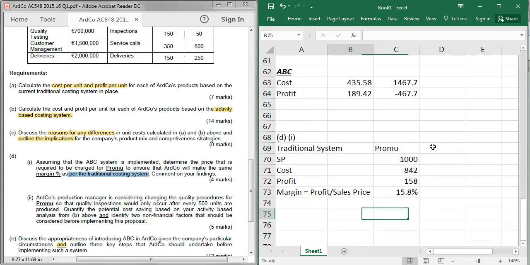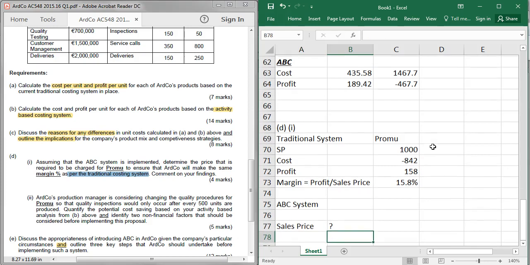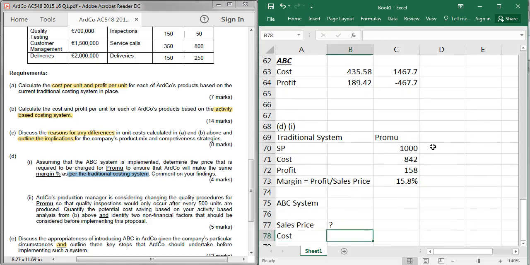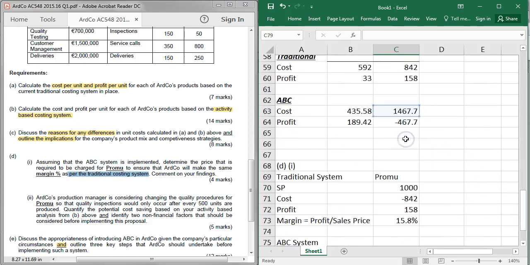So that's fine. But now we want to know, well, what would we have to charge promo if we implemented the ABC system? So for the ABC system, the sales price, we're looking for that. The cost we now know for promo. We know the cost for the promo is 1467.